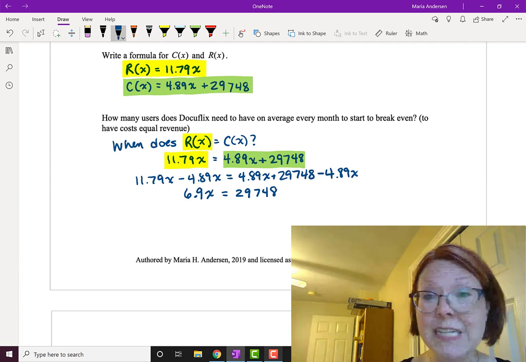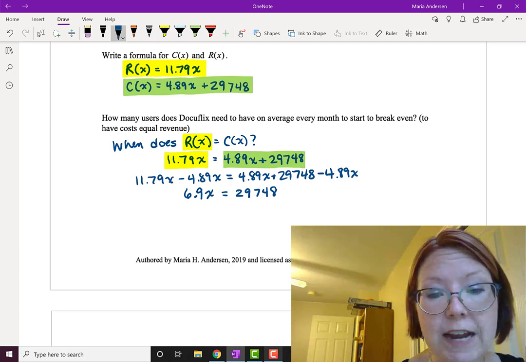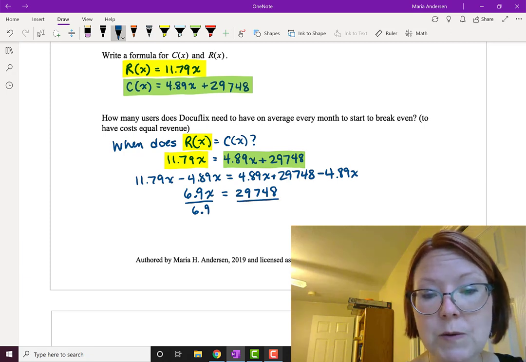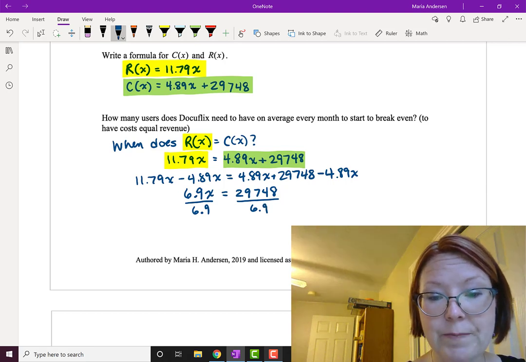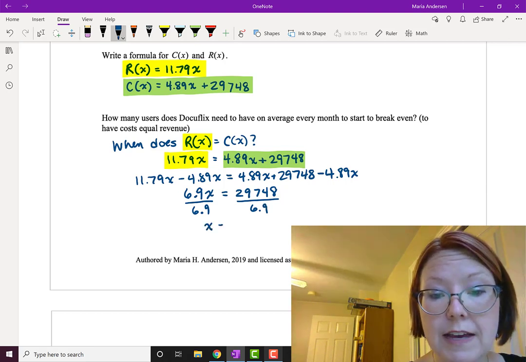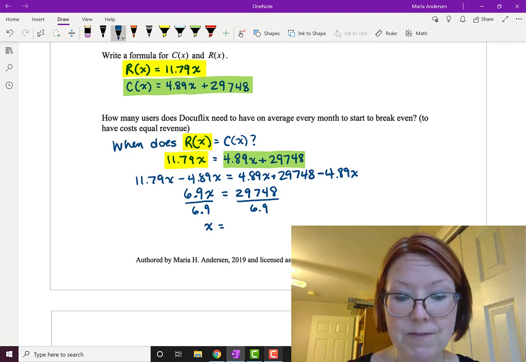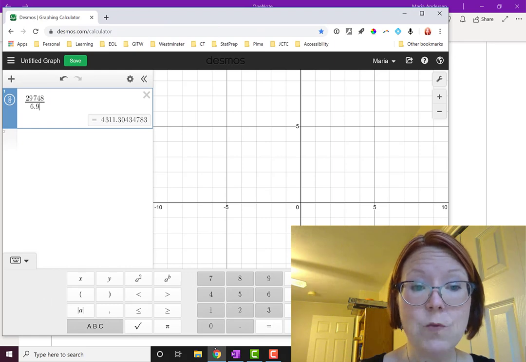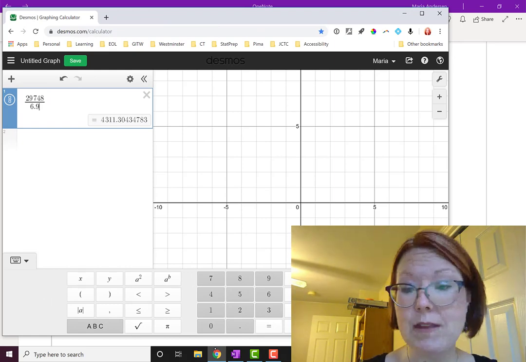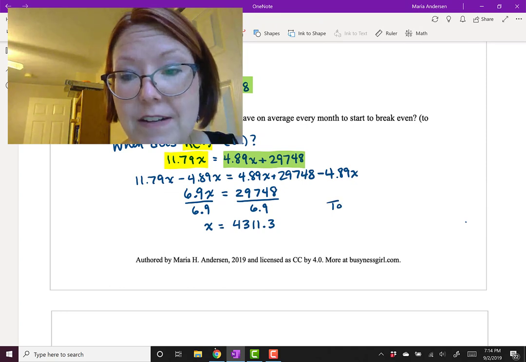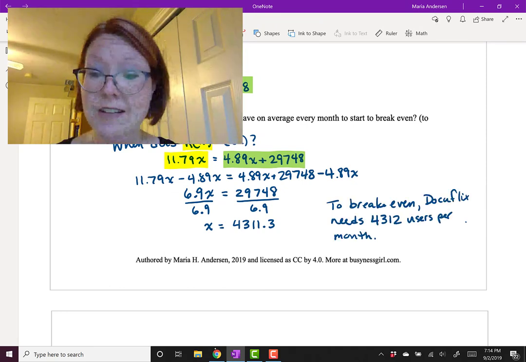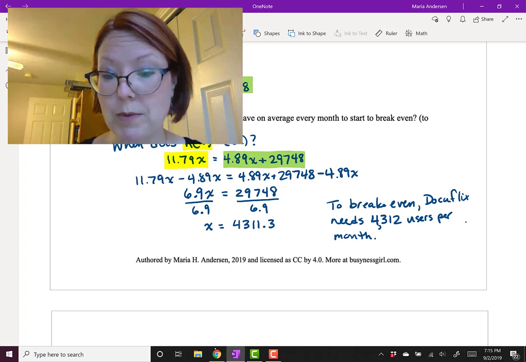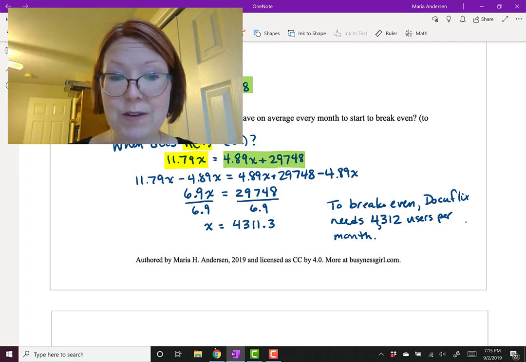We need to get rid of that 6.9 in front of the x, so I'm going to divide both sides by 6.9. That's 6.9x divided by 6.9 and 29,748 divided by 6.9. That leaves us with x on the left, and we need to do a little bit of division for the right. Dividing 29,748 by 6.9, we get 4,311.3. To break even, DocuFlix needs 4,312 users per month.